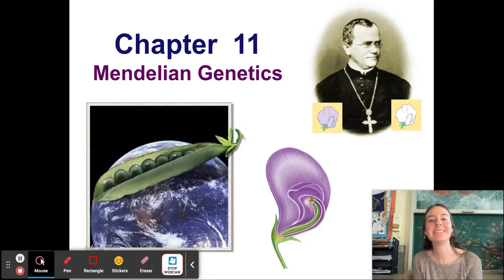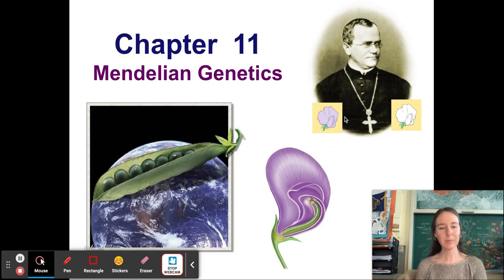Chapter 11, Mendelian Genetics. In this chapter, we're going to be looking at the research of Gregor Mendel, who was a monk who lived in the 1800s before we knew anything about DNA or chromosomes or meiosis. His research was really helpful for us to understand some of the statistics. If you have two parents, for example a purple flower and a white flower, we're able to predict what the offspring might look like based on genetics and based on probability and statistics.